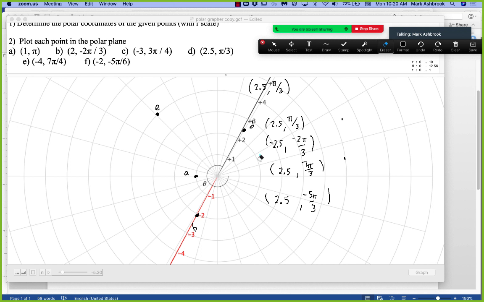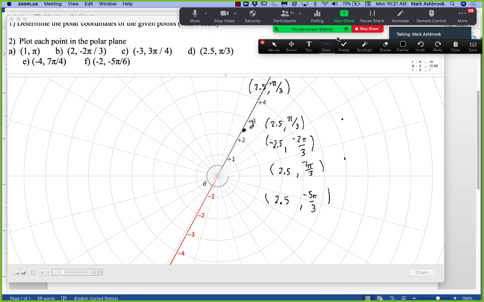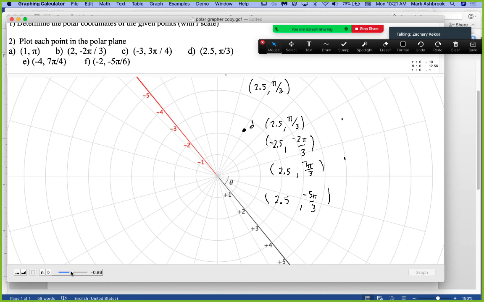Okay, is there one more that anybody sees? Negative 2.5 and 4 pi over 3. All right, here we go. Let's try that. So what angle measure did you want? 4 pi over 3. 4 pi over 3.